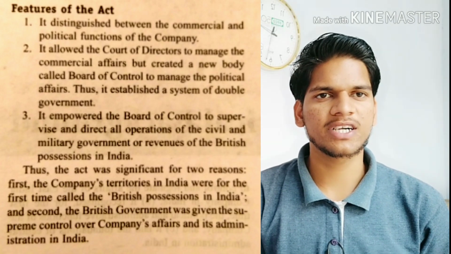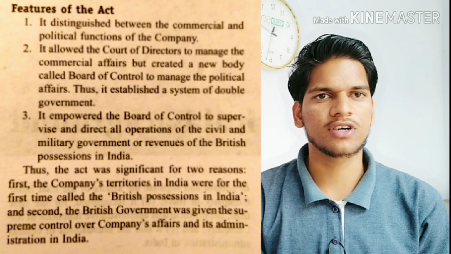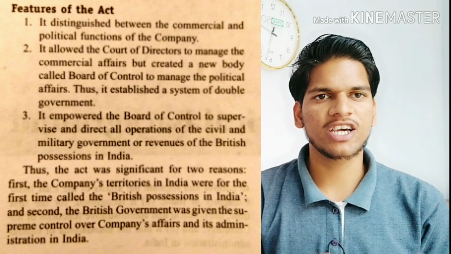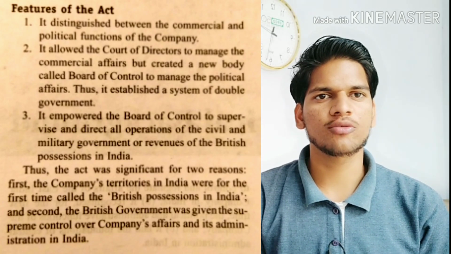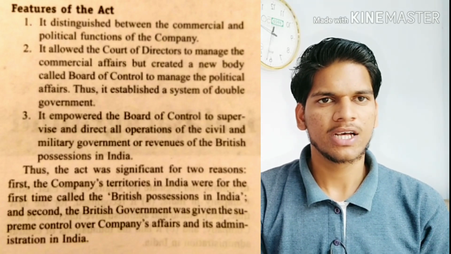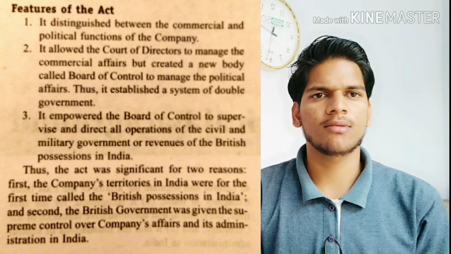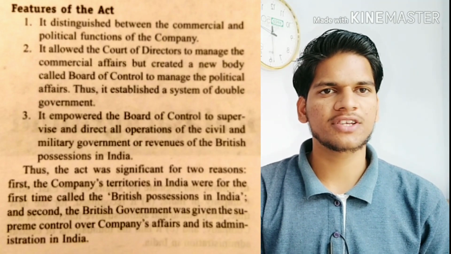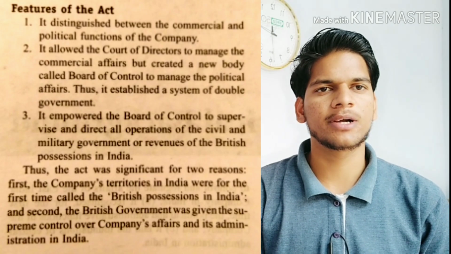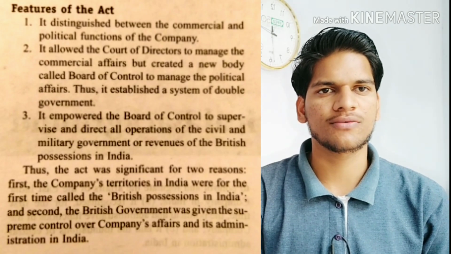But to govern them separately, they created a body, that is Board of Control, to manage the political affairs of the company. On the other hand, the Court of Directors was there to manage the commercial function of the company. Thus, it established a dual form of government. It empowered the Board of Control to supervise and direct all the operations of civil and military government and revenues of the British possessions in India.